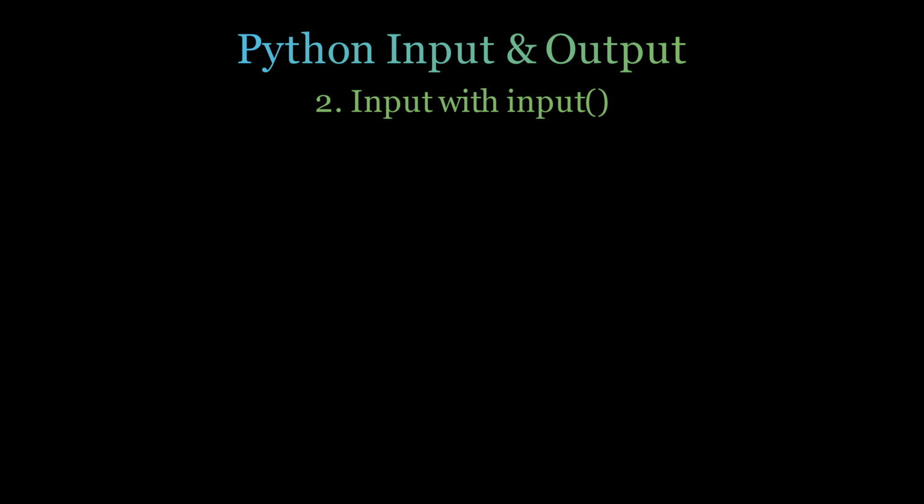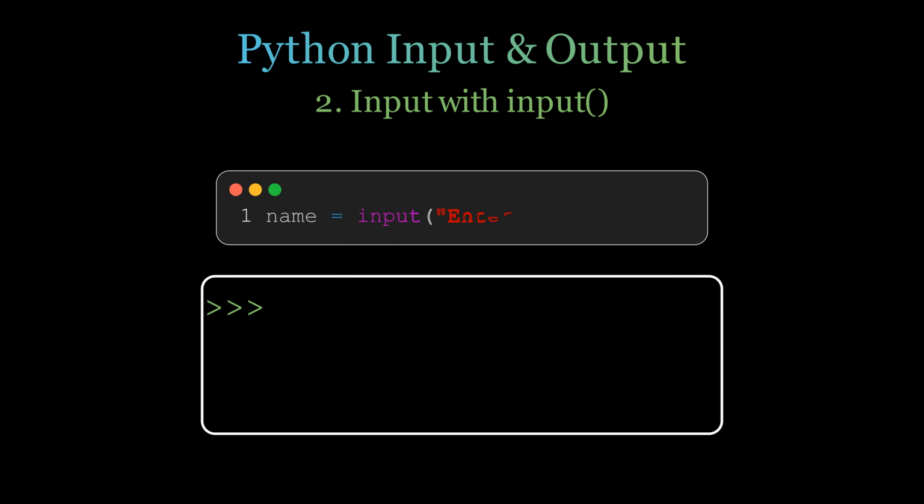Now let's learn about input. The input function lets your program receive information from users. The input function displays a prompt and waits for the user to type something. Whatever they type gets stored in a variable.